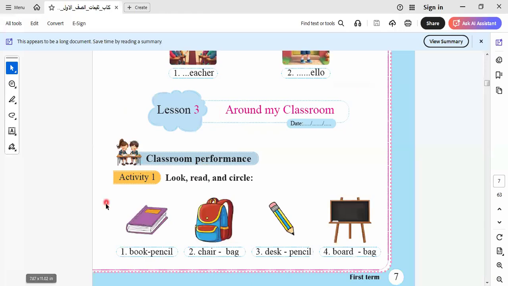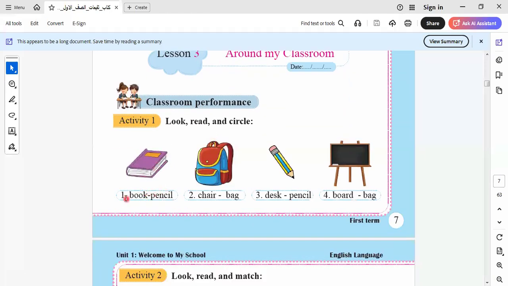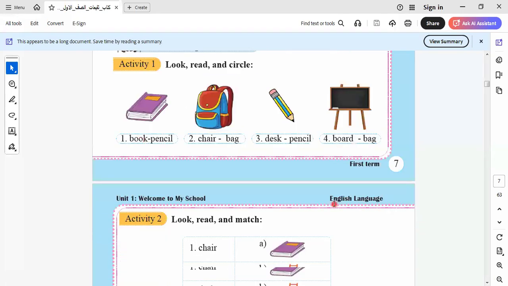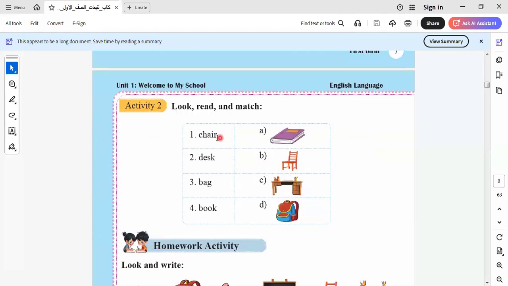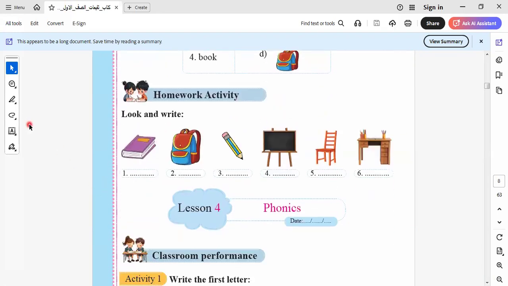Let's continue the rest of the exercise. What is this? It's a book, so I select this one. What is this? It's a peg. What's this? It's a pencil. What's this? It's a board. Let's go to another one. Where is the chair? Here is a chair, I select this one by this one. Desk, this one by this one. Bag, this one by this one. Books, this one by this one. Let's go to another item here.